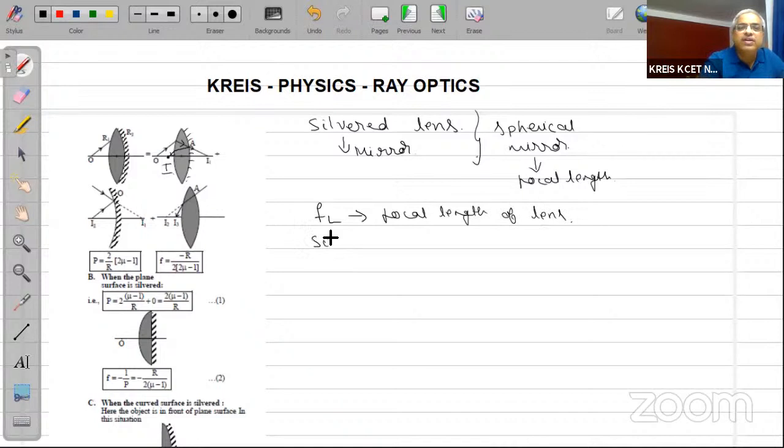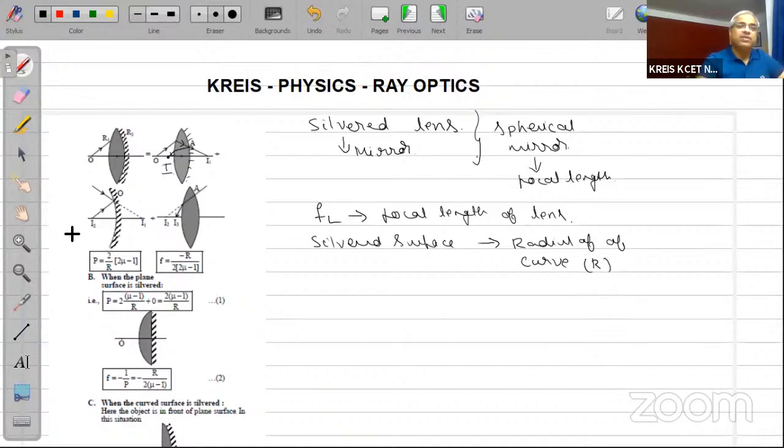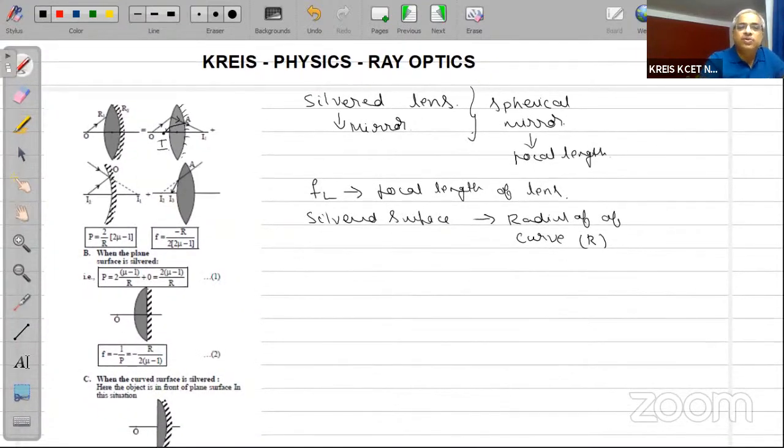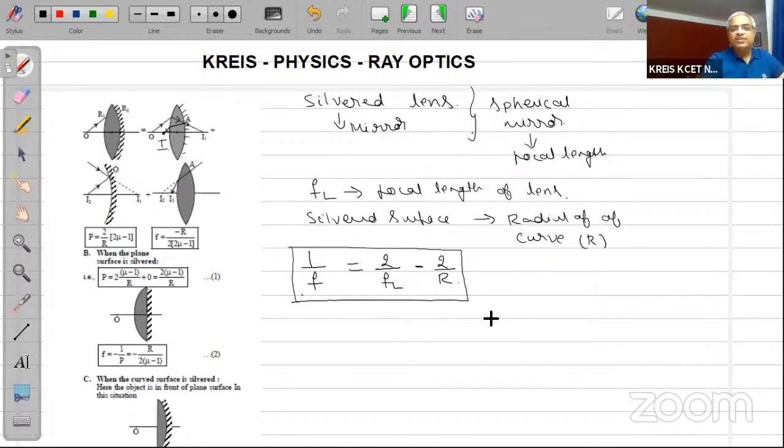Okay, for a silvered surface, let the focal length be f and the radius of curvature be R. Then I can show you that 1 by f will be equal to 2 by fl minus 2 by R. This will be the relation for the focal length.